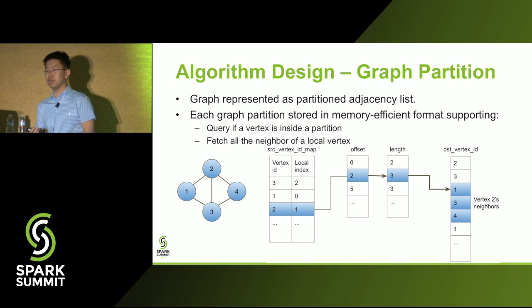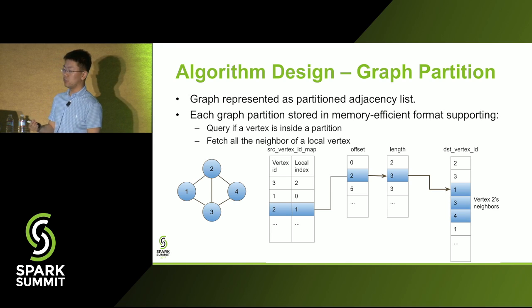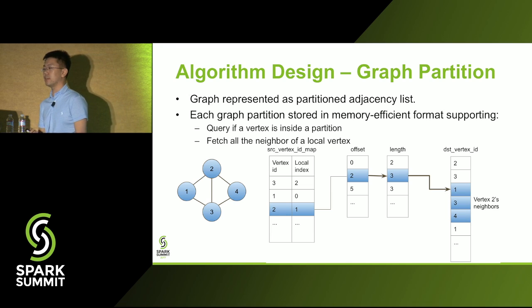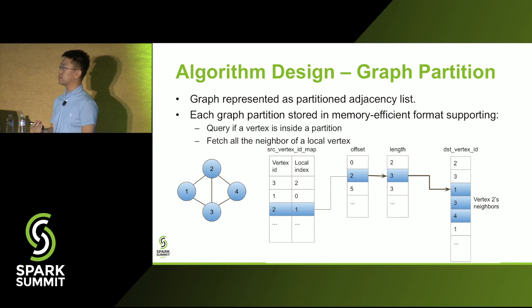So the integer hash map basically maintains key value pairs from the vertex IDs to their local index. And using the local index, we can also fetch the corresponding values from the offset and the length array, using which we can easily fetch the list of neighbors for a given vertex. To illustrate, this example is one graph with 4 vertices, and the edges between them are also shown in this graph.